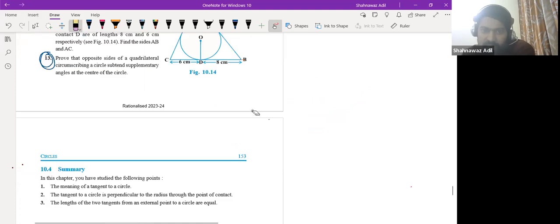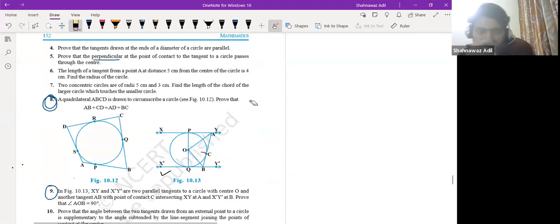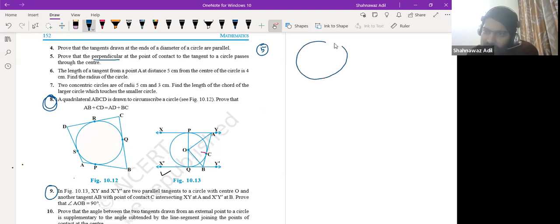Okay, so what is the next question? Prove that the perpendicular at the point of contact to the tangent to a circle passes through the center, right? Prove that the perpendicular at the point of contact to the tangent to a circle passes through the center, right?